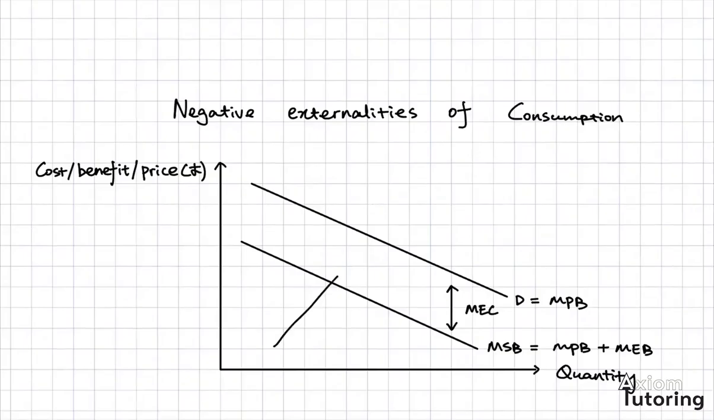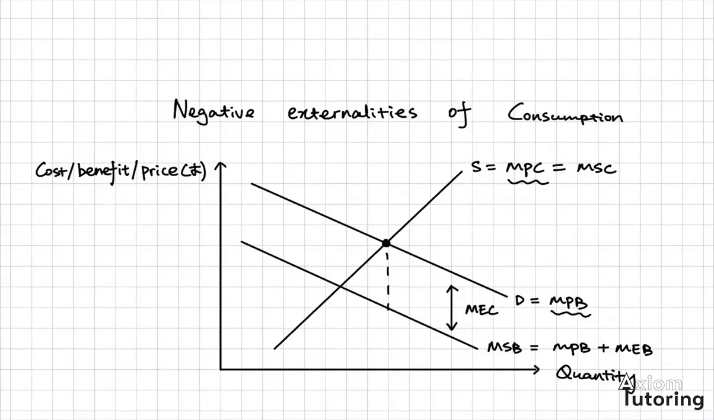Now, let's draw another curve. It is the upward sloping supply curve, which is also the marginal private cost to producers. Here, this also equals marginal social cost, as we assume that there's only externalities coming from consumption and there's no externalities coming from production. Now, let's identify the market equilibrium, which should happen at the intersection between marginal private cost and marginal private benefit. So at this point here, at the transaction quantity, which I label as QM.